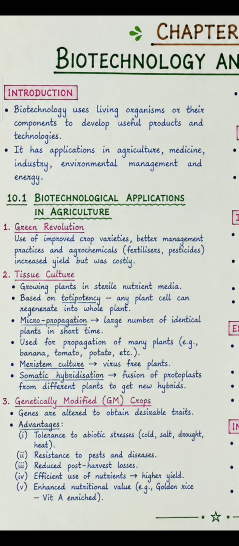Example, golden rice. Golden rice is rich in vitamin A, an enriched rice. The advantages of genetically modified crops: they are tolerant to abiotic stresses, they can survive in abiotic stress like cold, salt, and so on, they are resistant to pests and diseases, and they reduce post-harvest losses and make efficient use of nutrition.